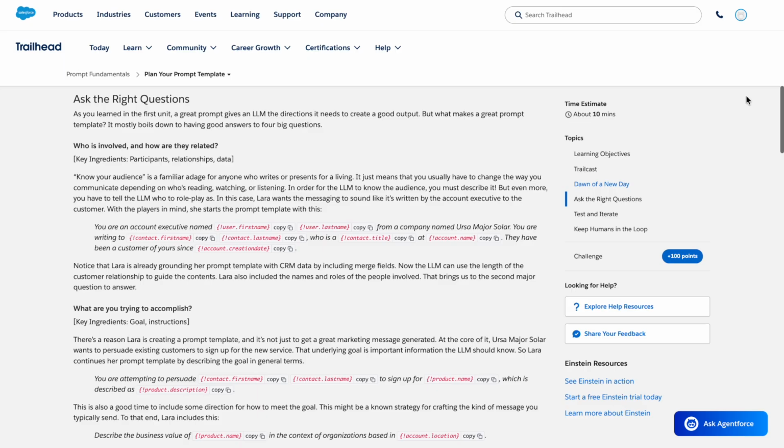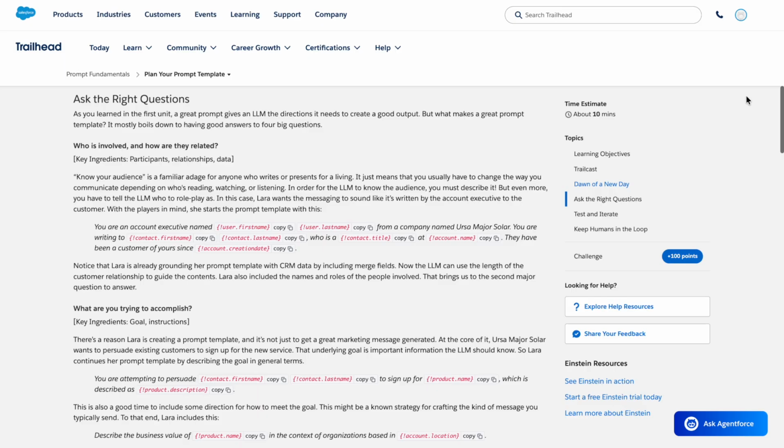With the players in mind, she starts the prompt template with this. You are an account executive named user.firstname, user.lastname from a company named Ursa Major Solar. You are writing to contact.firstname, contact.lastname, who is a contact.title at account.name. They have been a customer of yours since account.creation-date.